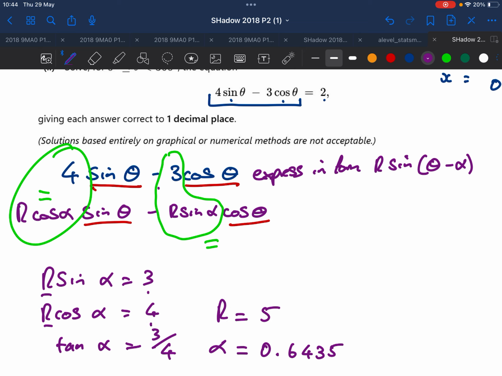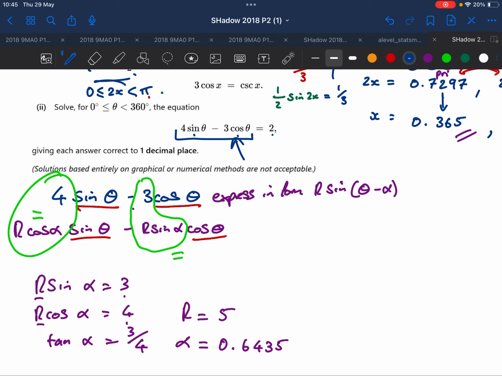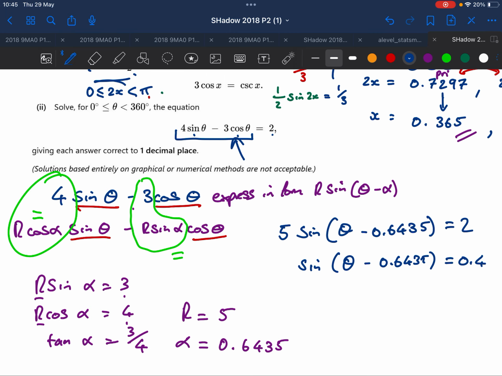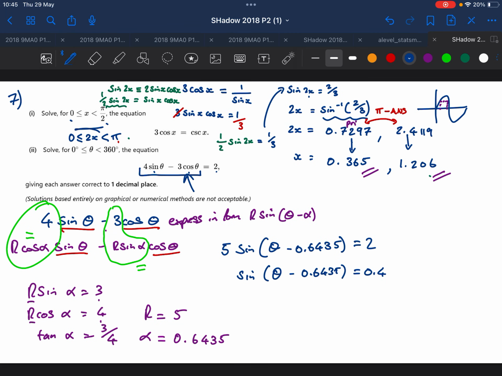So now I've done that, what I'm going to do is I'm going to rewrite that bit there. I'm going to say that this is the same as 5 sine of theta minus 0.6435 equals 2. We get the sine bit on its own, so we say sine of theta minus 0.6435 equals 0.4. And then we're back to where we were over here, no? We're back to our solving step, and we're going to go through the usual stages.